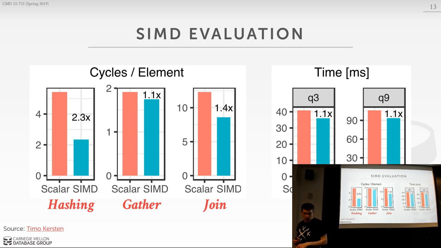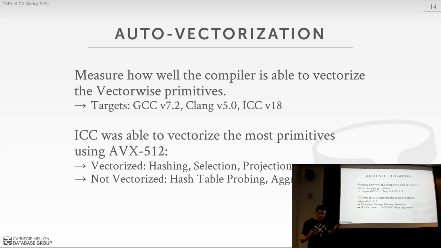The next question we had about this paper was what does it actually take to vectorize the code, the primitives in VectorWise? In the original VectorWise paper, they talked about how if you have a compiler, it can figure out how to vectorize your primitives automatically for you. But remember I said last class, there's essentially three ways to get vectorization. You can pray and hope your compiler does it for you, you can provide hints, or you can do explicit vectorization. So we wanted to figure out how good the compiler actually could be.